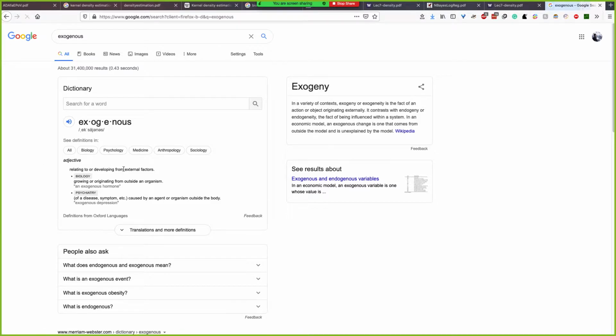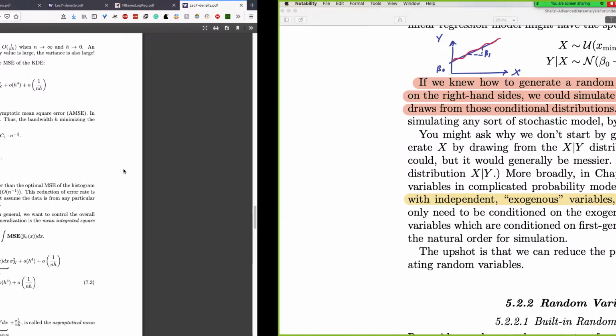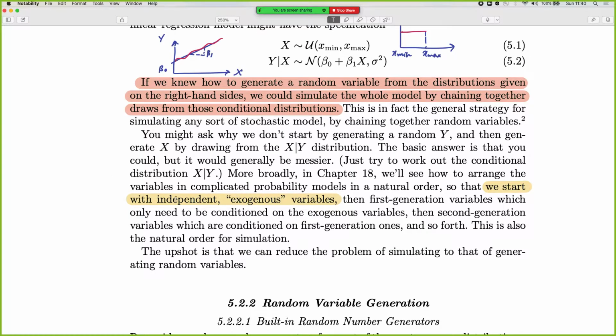Relating to or developing from external factors, I see. Okay. So basically, A is not dependent on any of B to Z. That's why you can start with A. And there might be similar other variables that you can start with. So that's the point. You start with those so that you have some value, and then you can condition the dependent variables on these values of these independent variables.